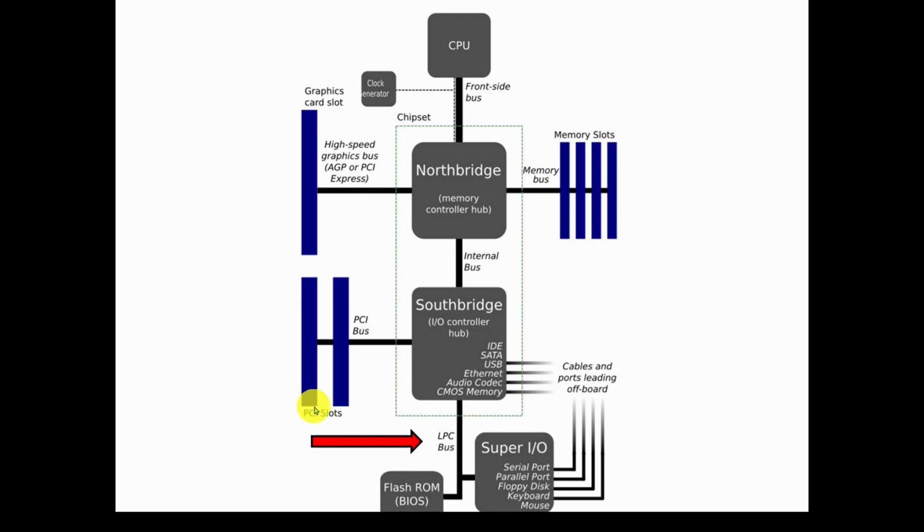And over here you've got PCI slots for the PCI bus for your GPU and whatever, and that goes to the south bridge. And then you've got high-speed graphics bus, AGP or PCI Express, to the north bridge. And then you've got your memory slots. So we're starting to see that the Super I/O is one I/O chip that has a lot of functionality and probably communicates over this LPC bus. So if we're going to be dealing with the Super I/O, we're probably going to want to be familiar with this LPC bus.